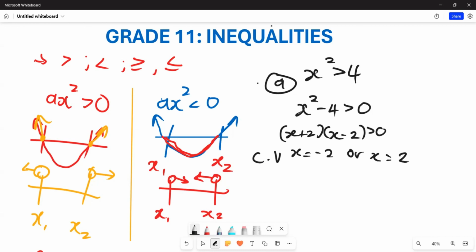But these are not the final values. These are just critical values, because you need to come back to your number line and represent these things. When you are representing this, what is going to be the first value?